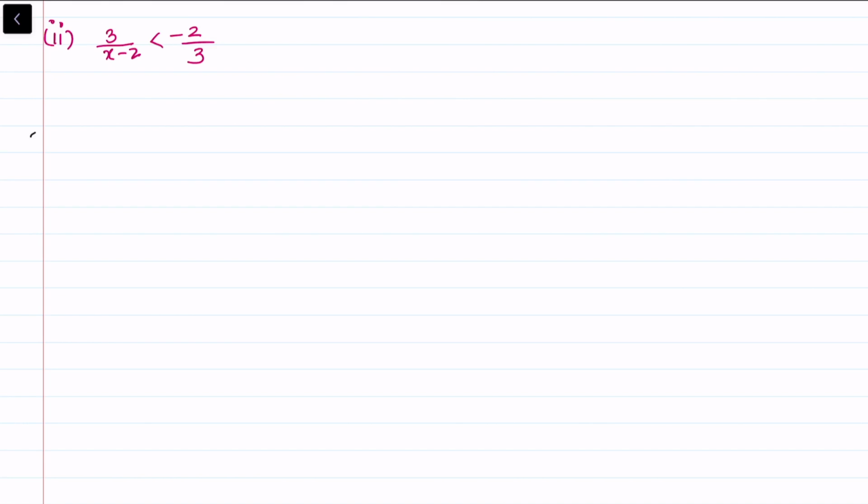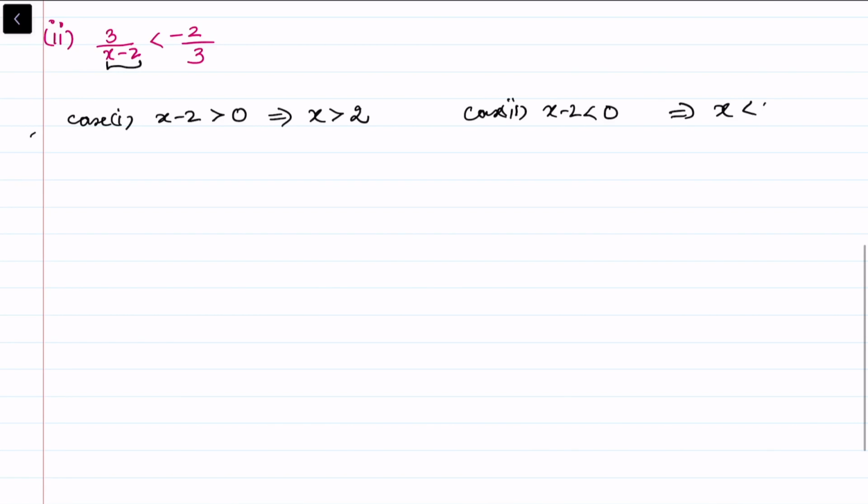Now in the second problem, again we use a similar approach with two cases. So case 1 is, in the denominator we have x minus 2. One time we assume x minus 2 is greater than 0, and in case 2 we take x minus 2 is less than 0. If x minus 2 is greater than 0, this means x is strictly greater than 2, and here you will get x is less than 2. For this case, let us look at the inequality.